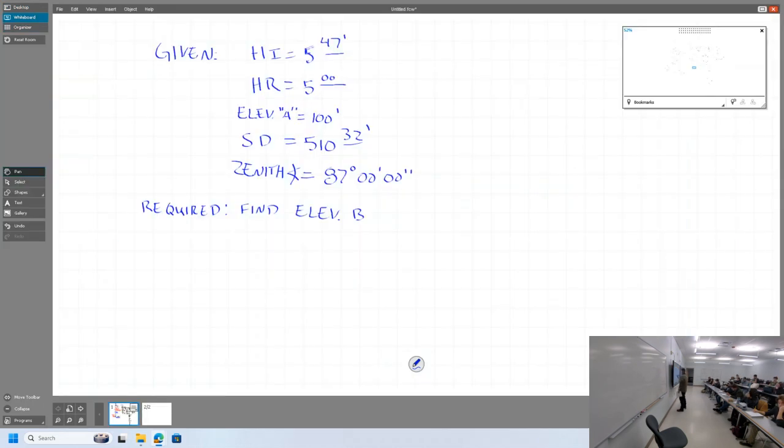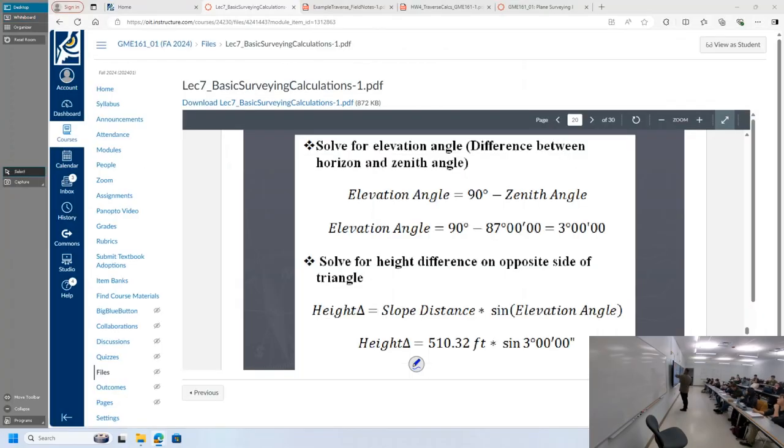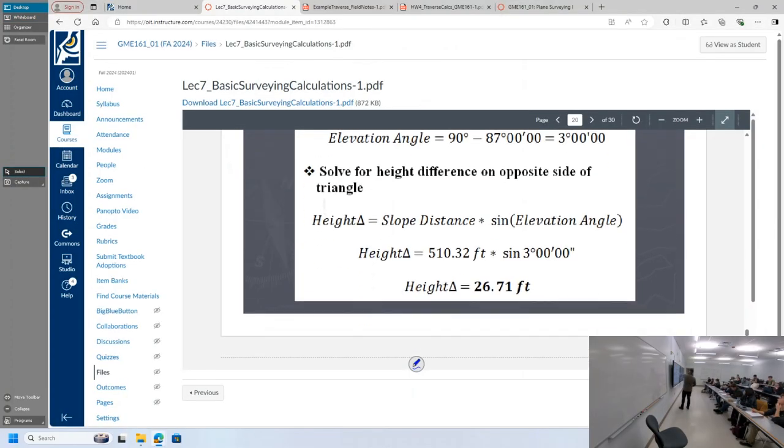So first thing we'll put down is the solution. The elevation angle is equal to 90 minus the zenith, which would be 87, so it's 3 degrees. Then the next part is to solve for the height difference on the opposite side of the triangle. We have a constant formula: the delta height is equal to the slope distance times the sine of our elevation.